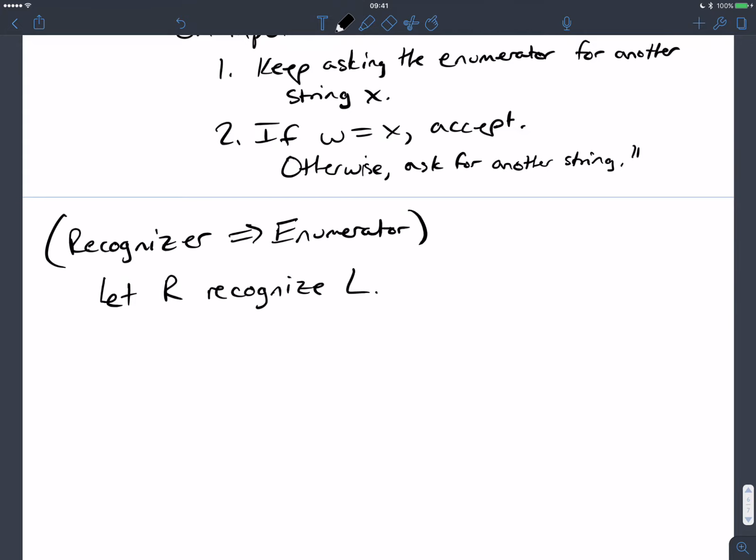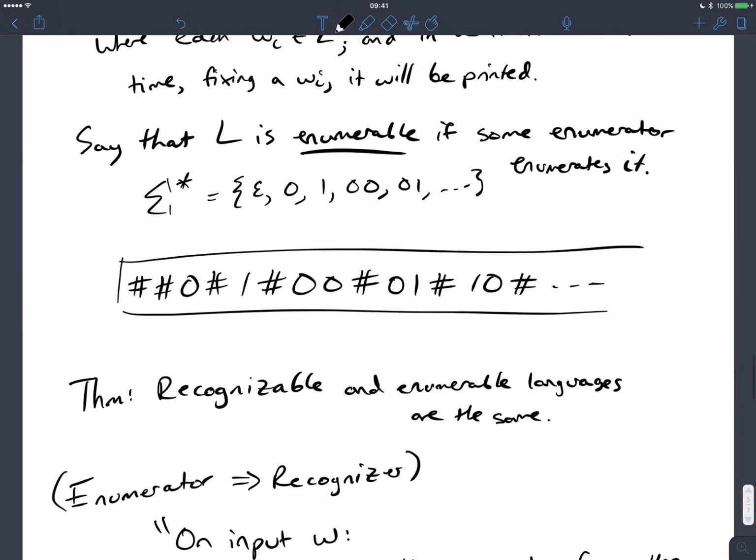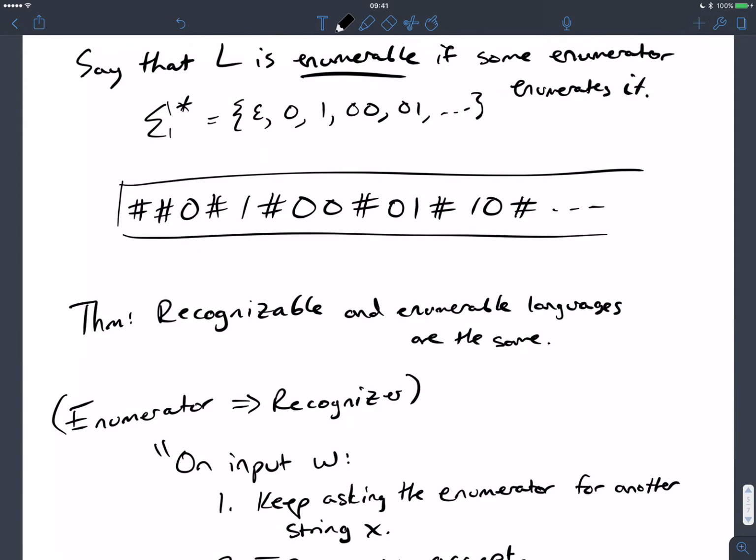Here's an important idea that will be used over and over. Is sigma star enumerable? Could I enumerate the strings in sigma star? Yeah, I actually showed an example earlier where I just print the empty string, 0, 1. That's one way to enumerate the language sigma star, but of course there are other ways. So certainly sigma star is enumerable.